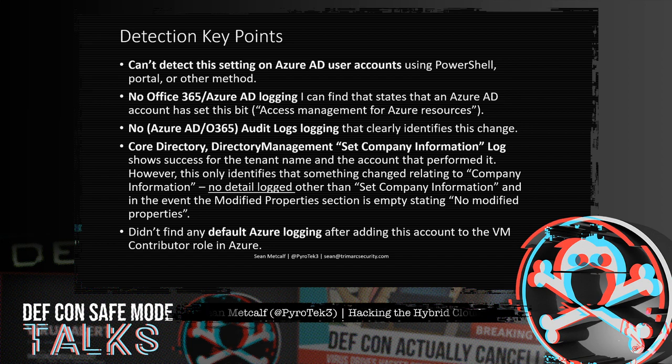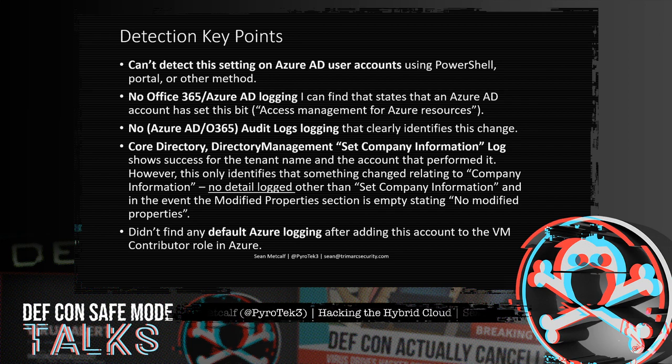And the key point around detection is there's no way to detect this configuration in Azure Active Directory at all. There's no property to query on accounts. You have to run an Azure CLI command to check the role group membership, but that's on the Azure side. When I walked through the Azure AD to Azure access elevation, I attempted to identify a clear event that I could alert on and was unable to.